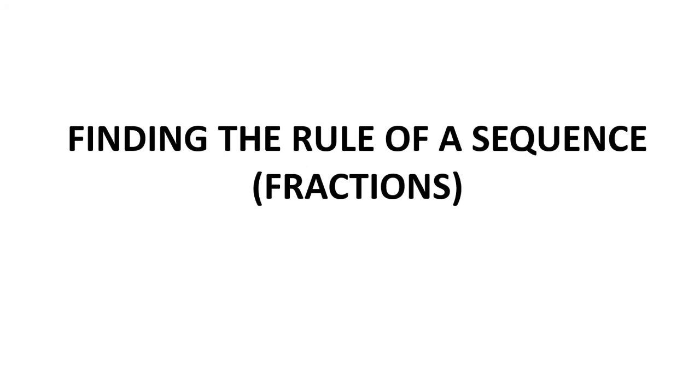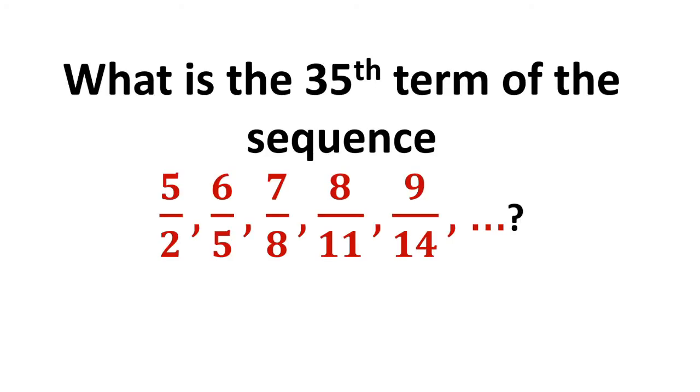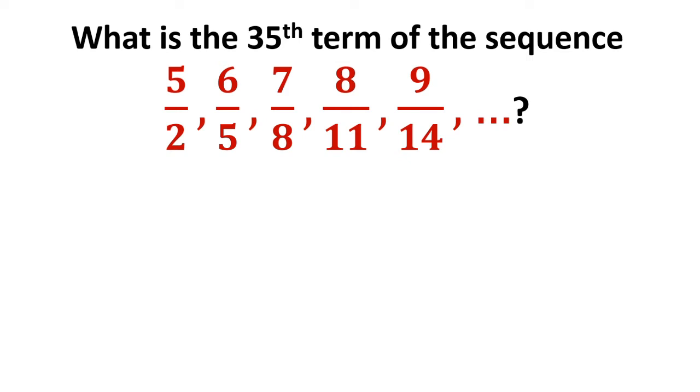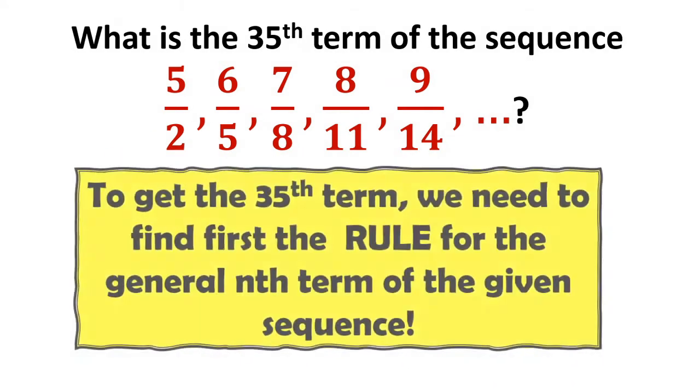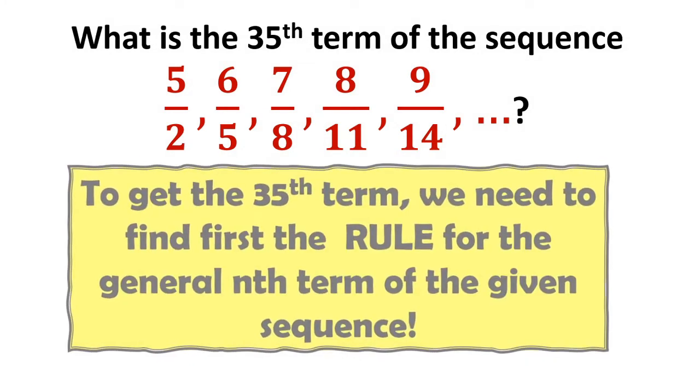Finding the rule of a sequence, particularly in sequences involving fractions. What is the 35th term of the sequence with the first 5 terms, 5 halves, 6 over 5, 7 over 8, 8 over 11, 9 over 14? Para masagutan ang question na ito, ang kailangan muna natin gawin is to find first the rule for the general n term of the given sequence.